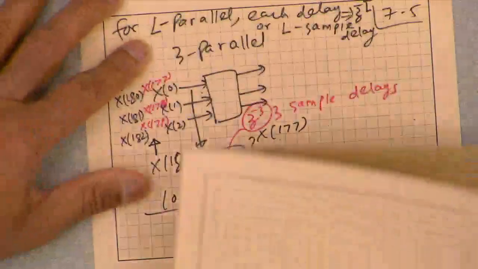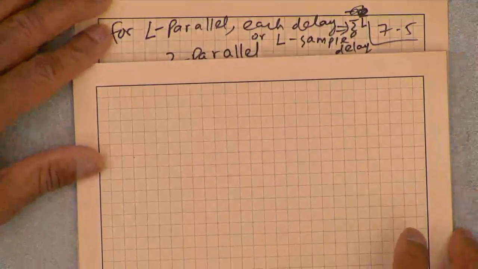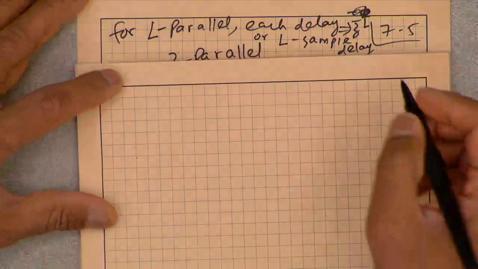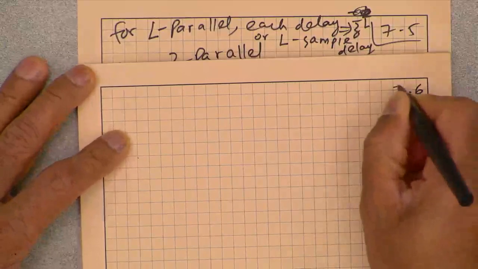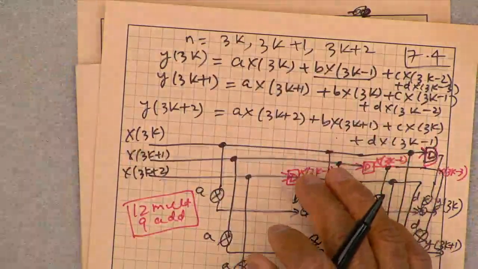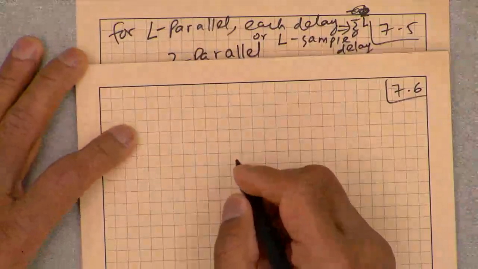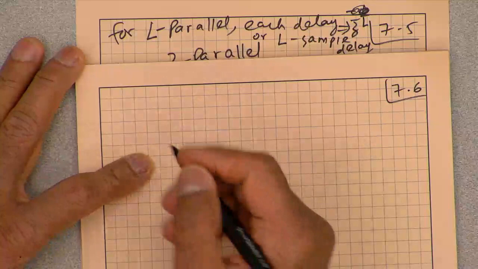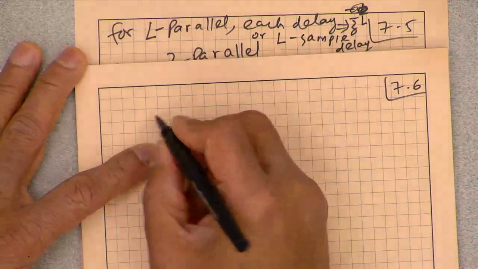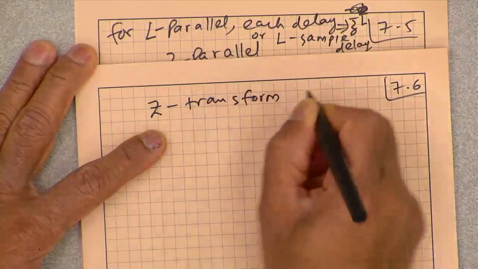So that's a very brief intro, that's not our real goal. I'm trying to introduce these ideas of parallelism, and we are interested in fast parallel filtering, and so we are getting to that. Whatever we have done so far is great. I have drawn this block diagram by simply substituting n is equal to 3k, 3k plus 1 and 3k plus 2. But let's think about a Z transform domain description of the same thing.